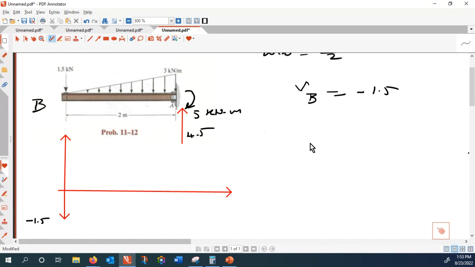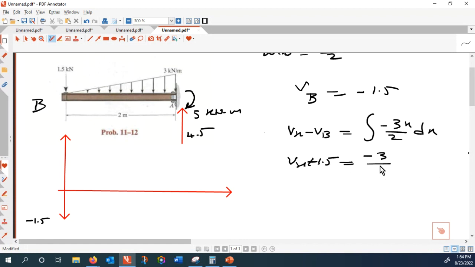And then I have to write V of x minus V of B. That is the integral of what? Integral of minus 3x over 2 dx, right? So that is V of x minus 1.5 is plus 1.5 is equal to minus 3 over 4 x squared. Correct? All right. So now V of x is minus 3 over 4 x squared minus 1.5.